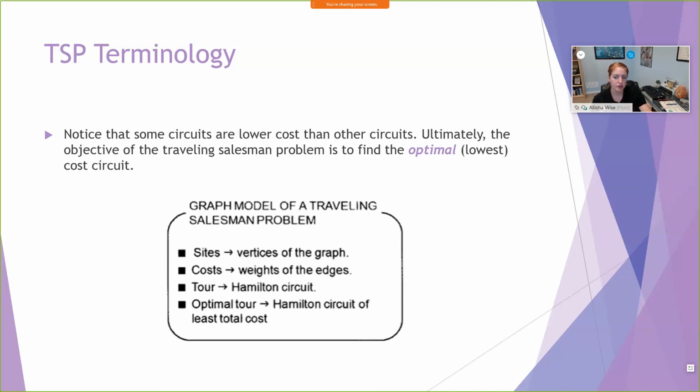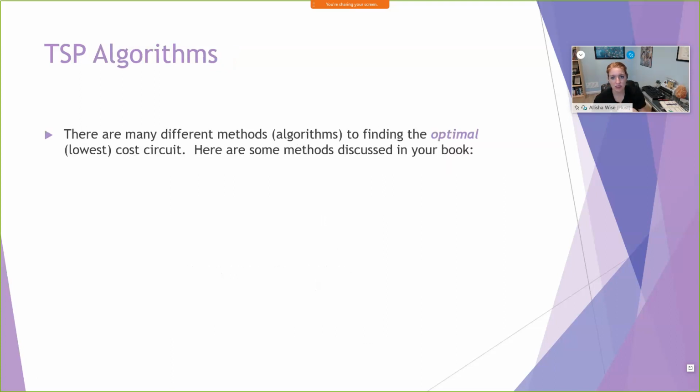So when we're talking about traveling salesman problem, sites are the vertices, costs are the weights of the edges. A tour is a Hamilton circuit, visiting every vertex and coming back home. And the optimal tour is the lowest cost Hamilton circuit. So the question is, how do we find the lowest cost Hamilton circuit? Now, the basic answer that most people would give, well, find all the Hamilton circuits, calculate them all, and then choose the lowest cost, right?